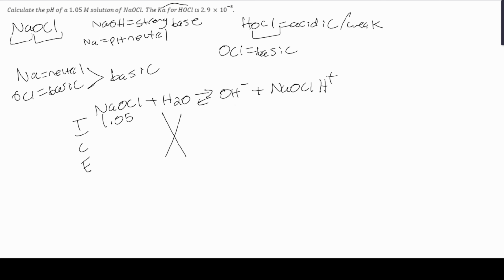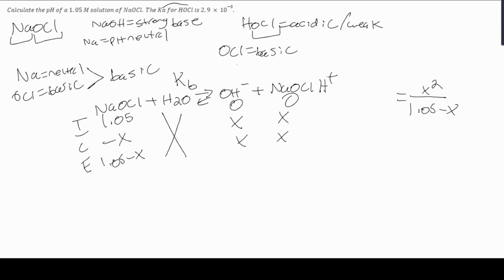This doesn't matter, and we're not given any initial concentration for hydroxide or this. So this is going to reduce by minus x, and this is going to gain x. 1.05 minus x. This is going to equal x squared over 1.05 minus x. Now what are we going to put here? Well, we cannot put the Ka because this is a base dissociation. We're going to have to use Kb.